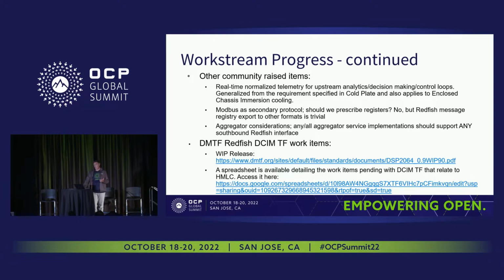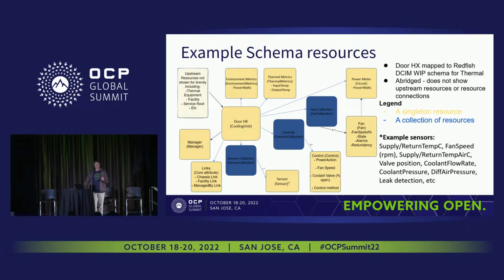And we also have a work in progress spreadsheet where we capture what's going on and where it is in the process of becoming part of the schema in Redfish. Okay, so this is an example of the schema resources and the interconnectivity that we've gone through.